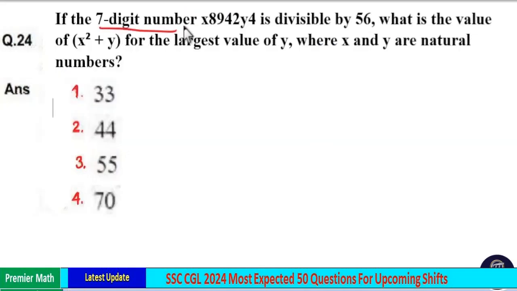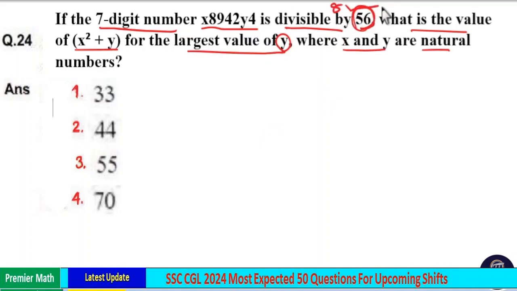If the 7-digit number x89, 42, y4 is divisible by 56, what is the value of x square plus y4, the largest value of y, where x and y are natural numbers? Here, when a number is divisible by 56, it should be divisible by both 8 and 7.